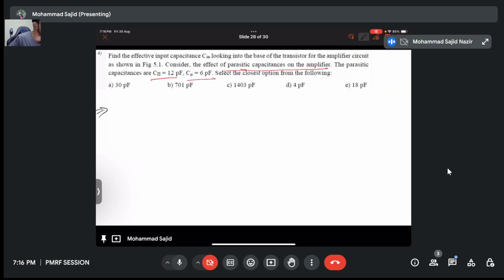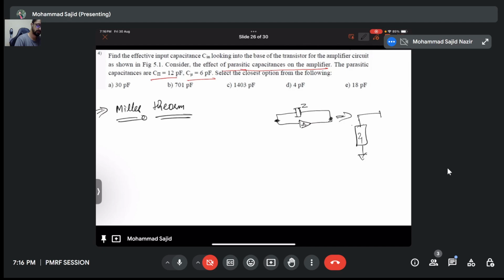I will discuss some formulas which come from Miller's theorem. I hope you have gone through the lecture. So if you have a component, let's say this is Z, and you have an amplifier of gain A, then you can distribute it into two components, Z1 and Z2.